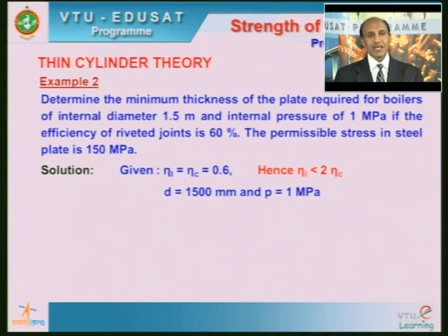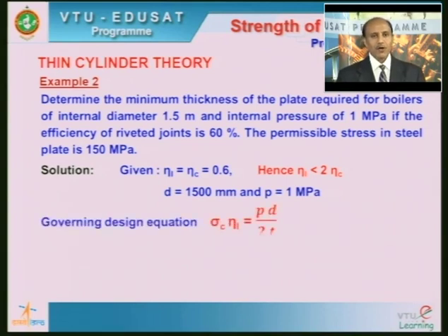If that is the case, then the circumferential stress is the one that would be critical in this particular case. So, the governing design equation is that of the circumferential stress. As you understand, the circumferential stress is given by sigma C equal to PD by 2T, but since you have the joints, the efficiency factor also comes into the equation. So, we have sigma C into eta L equal to PD by 2T.